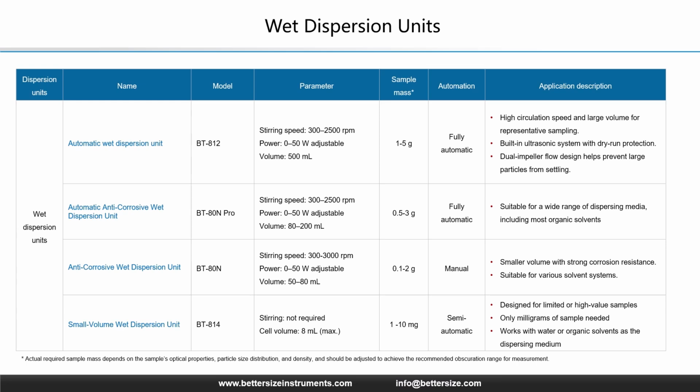Finally, for precious samples, look at the BT814. By removing the circulation loop and using a static 8 milliliter cell, we lower the sample requirement to just 1 milligram. This table confirms that we have a solution for every sample constraint.